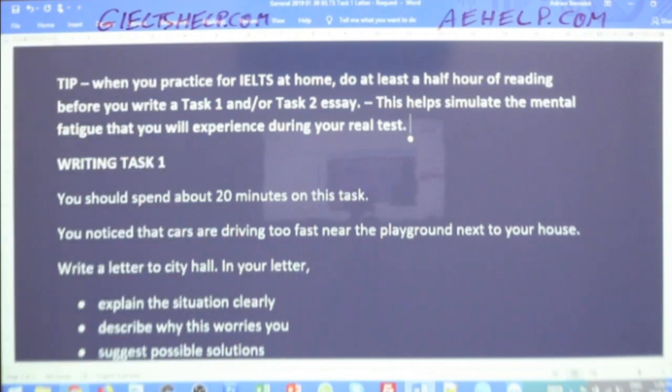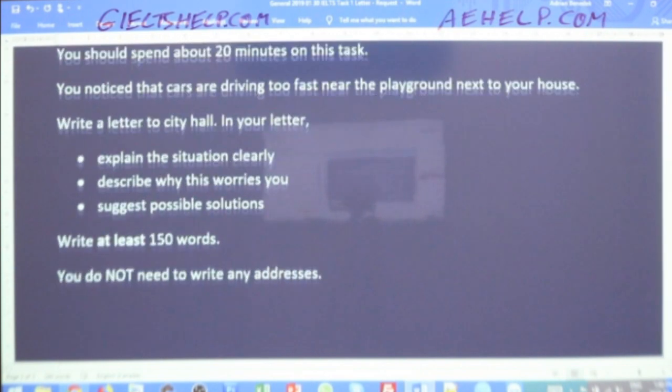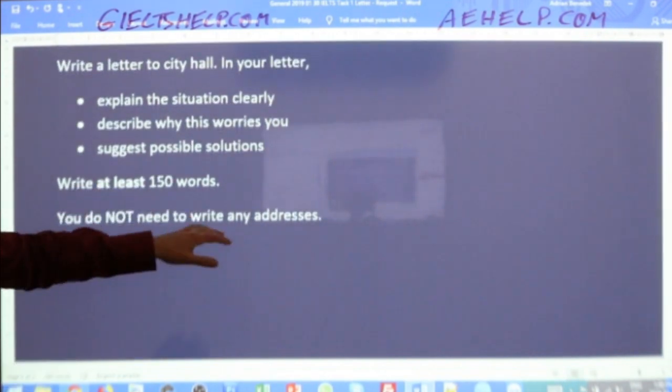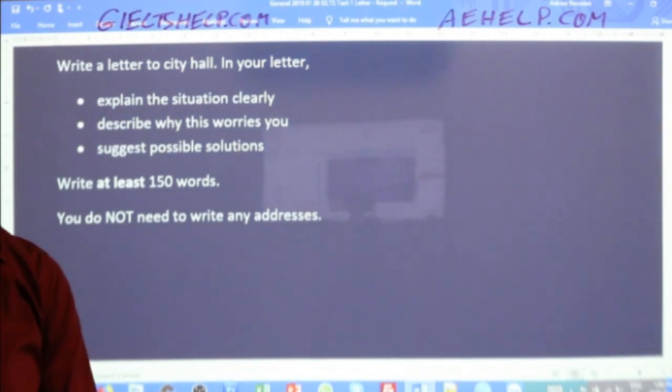And you have to write at least 150 words. Okay, so you see that here at the bottom. Write at least 150 words. So make sure you write at least 150 words. Okay.